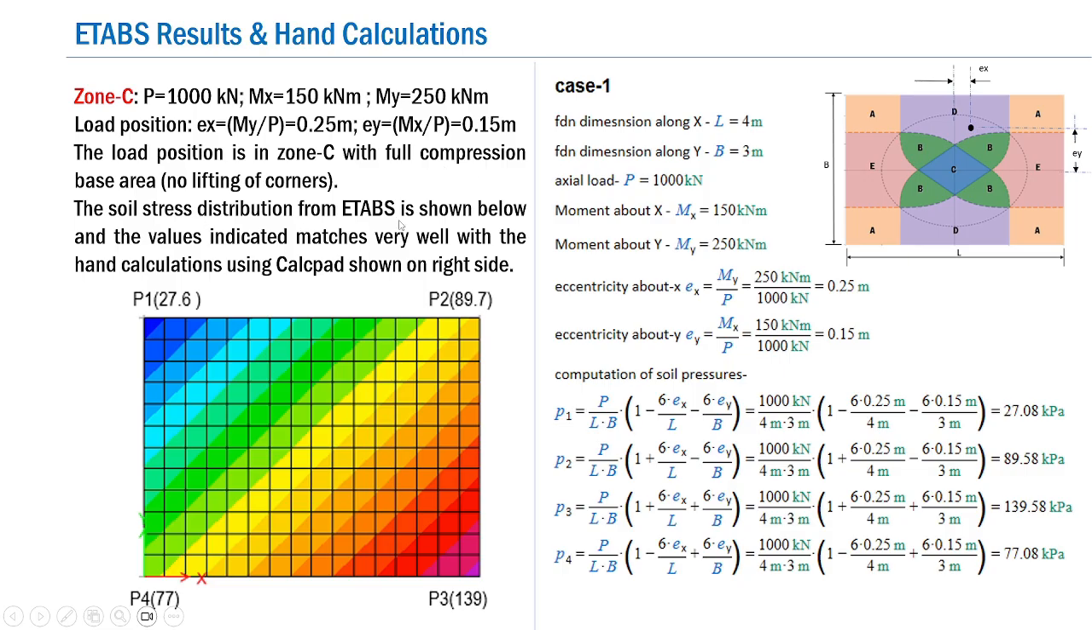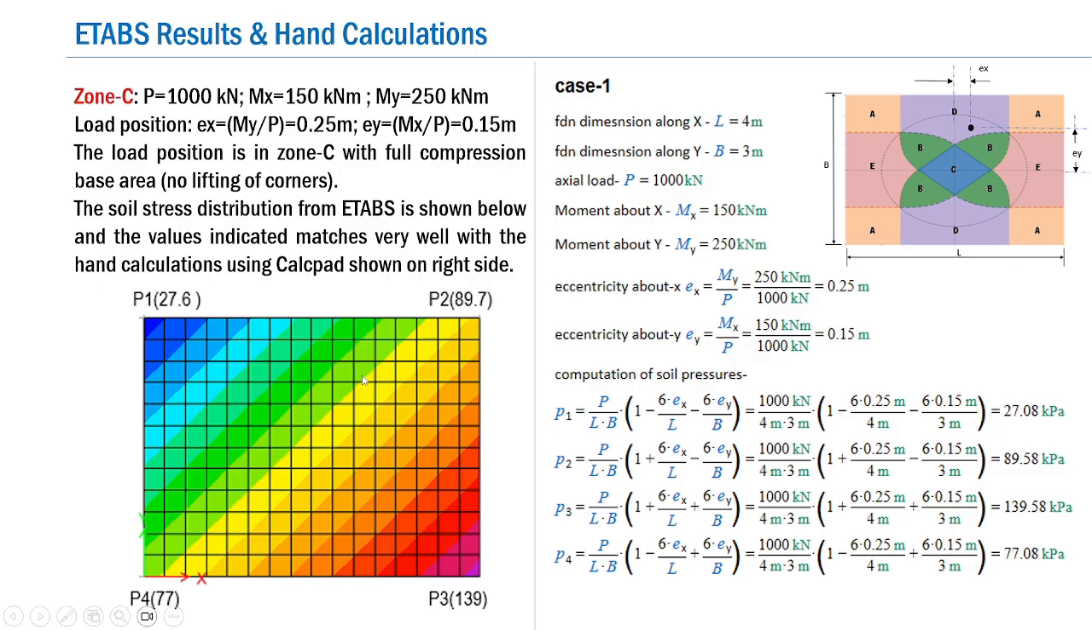The soil stress distribution from ETABS is shown here. I have marked the various corners of this footing as P1, P2, P3, P4, and the soil stresses obtained from ETABS are marked in brackets. For example, this corner has a minimum pressure of 27.6, this one is 89.7, this corner corresponds to a maximum pressure of 139 kilonewton per meter square, and the other corner to 77 kilonewton per meter square. From the sketch it is very clear that we do not have any uplifting of the corners, and the entire base area remains fully compressive.